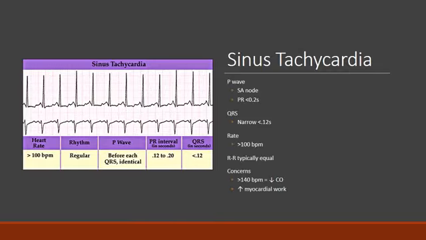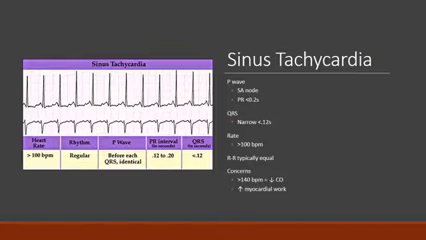Once again, the R to R is typically equal. And when am I concerned about sinus tachycardia? Well, once we get an elevated heart rate in a normal, healthy patient above 140, we start to see a decline in the cardiac output. The heart is simply beating so quickly it doesn't have time to fill properly. So it gets worse the faster the heart beats, and this really starts right around 140 beats per minute.